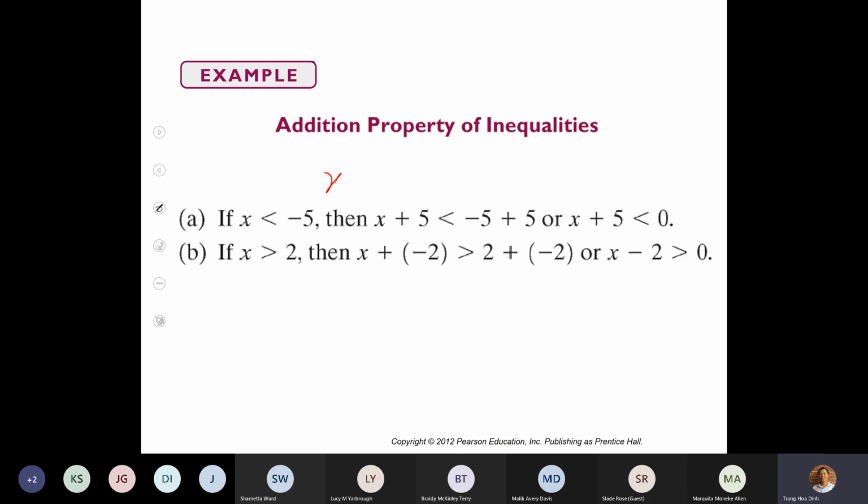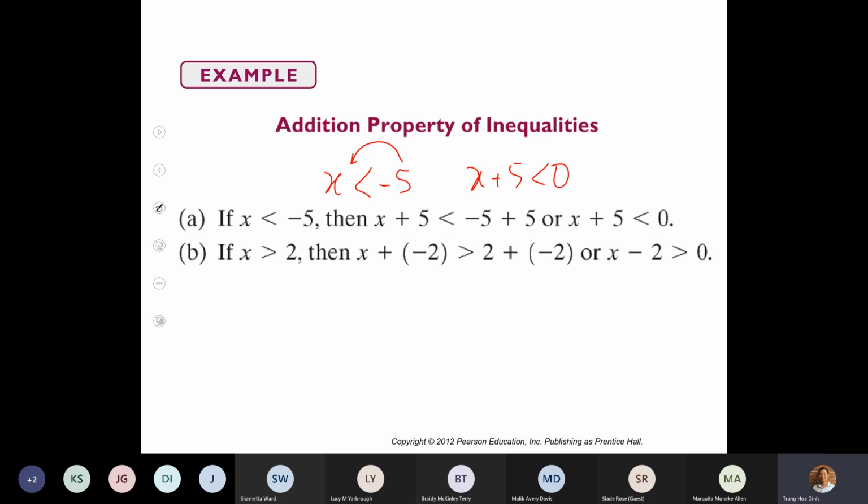So I explain like this. If x is less than -5, and you want to bring terms from one side of the inequality to the other, you just need to change the sign. Remember that? So I just bring -5 to this side, I change the sign, and I get x plus 5 less than 0. So we play that game like for equations. You might bring one term to the other side, and in inequality you just change the sign.